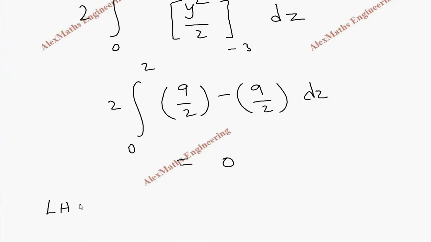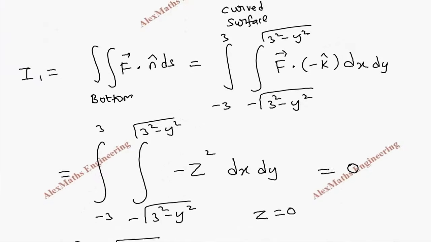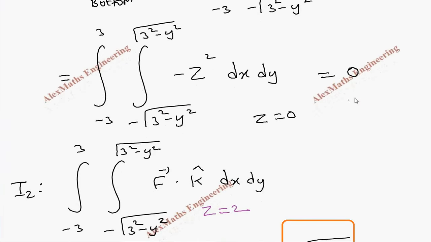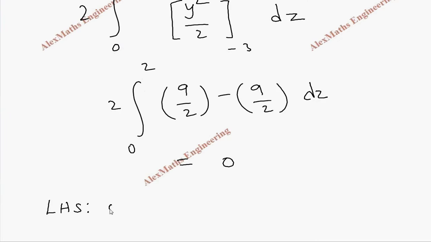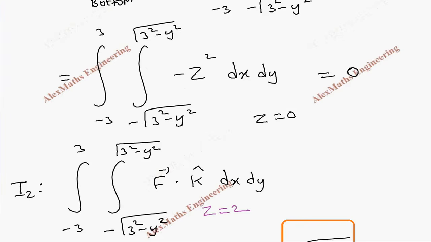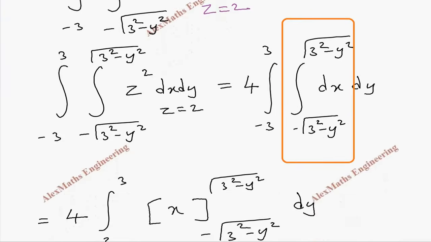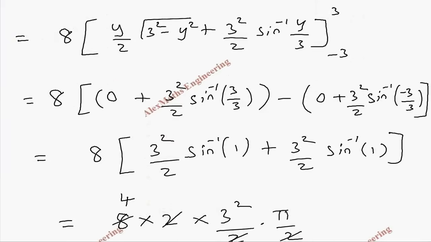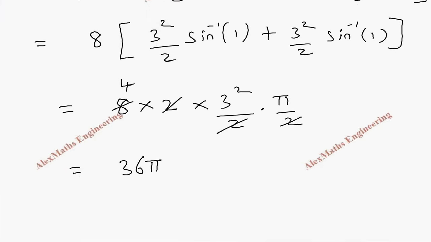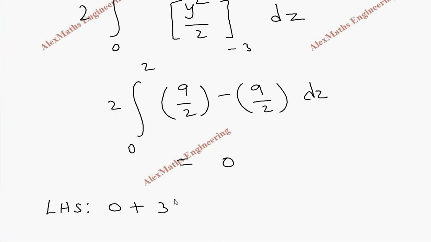Now total LHS, we have the top surface. Sorry, first we calculated I1, the bottom surface, which is 0. Then I2 is the top surface, which we calculated as 36 pi. And the last part is 0. So total LHS is 36 pi.